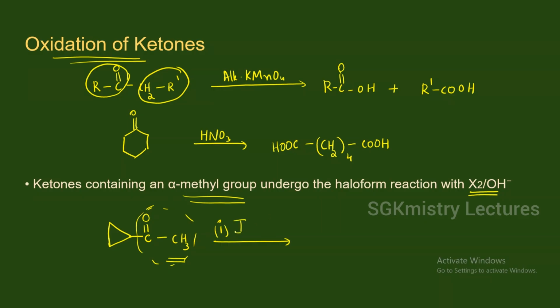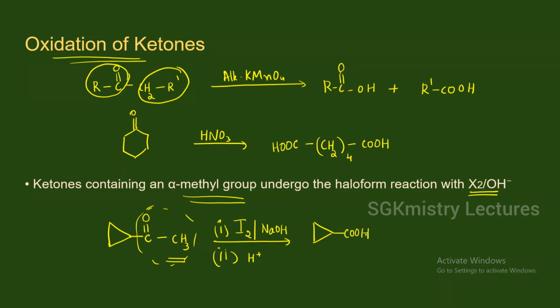This occurs in the presence of any halogen. If you're using iodine, we call it the iodoform reaction, and the iodoform is what is formed. Then on hydrolysis in the presence of acid, you get COOH as the product.